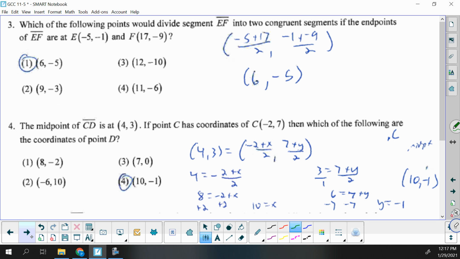If we want to divide a segment into 2 congruent segments, that means we want to find the midpoint. So add your x's, divide by 2, you get 6. Add your y's, divide by 2, and you get negative 5.